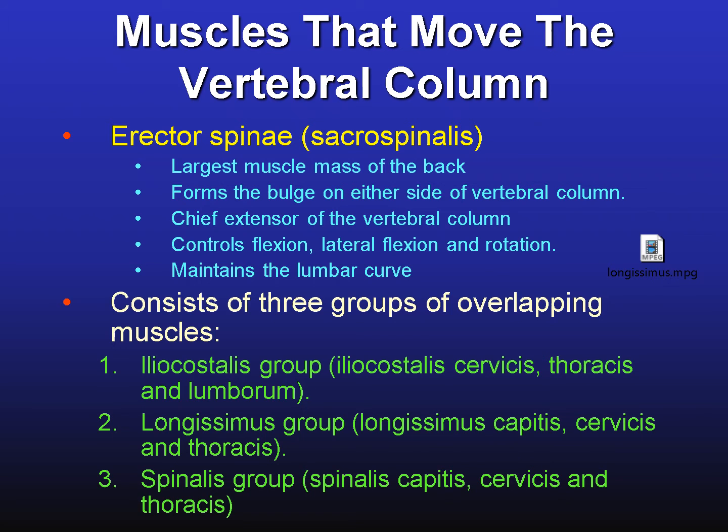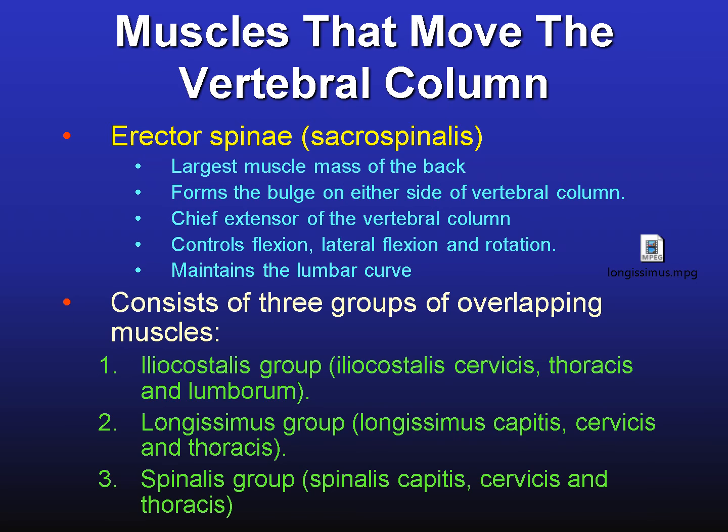Extension of the trunk is controlled in part by the deep or intrinsic muscles of the back. Intrinsic muscles are those that have their origins and insertions within the vertebral column, as opposed to extrinsic muscles, which may have their origins on the vertebrae, but their insertions on the shoulder girdle and upper limbs. For example, extrinsic muscles would include the superficial muscles of the back, such as the trapezius. The largest of the deep, intrinsic back muscles is the erector spinae.